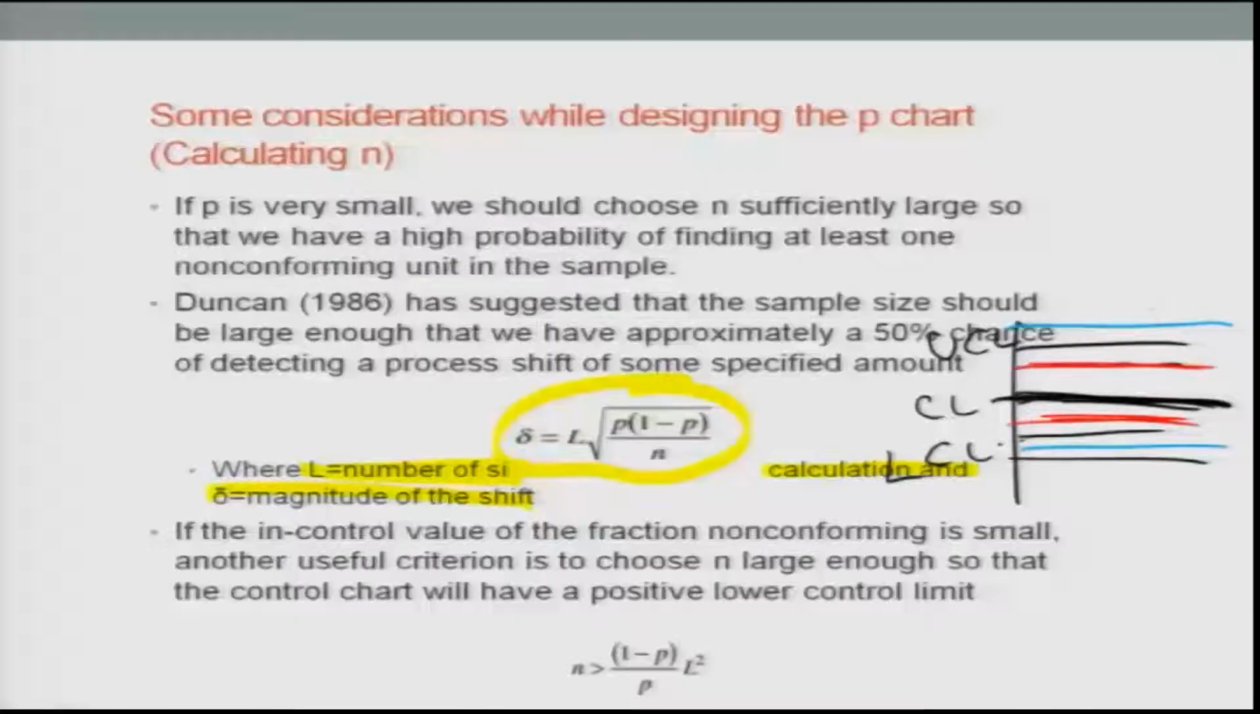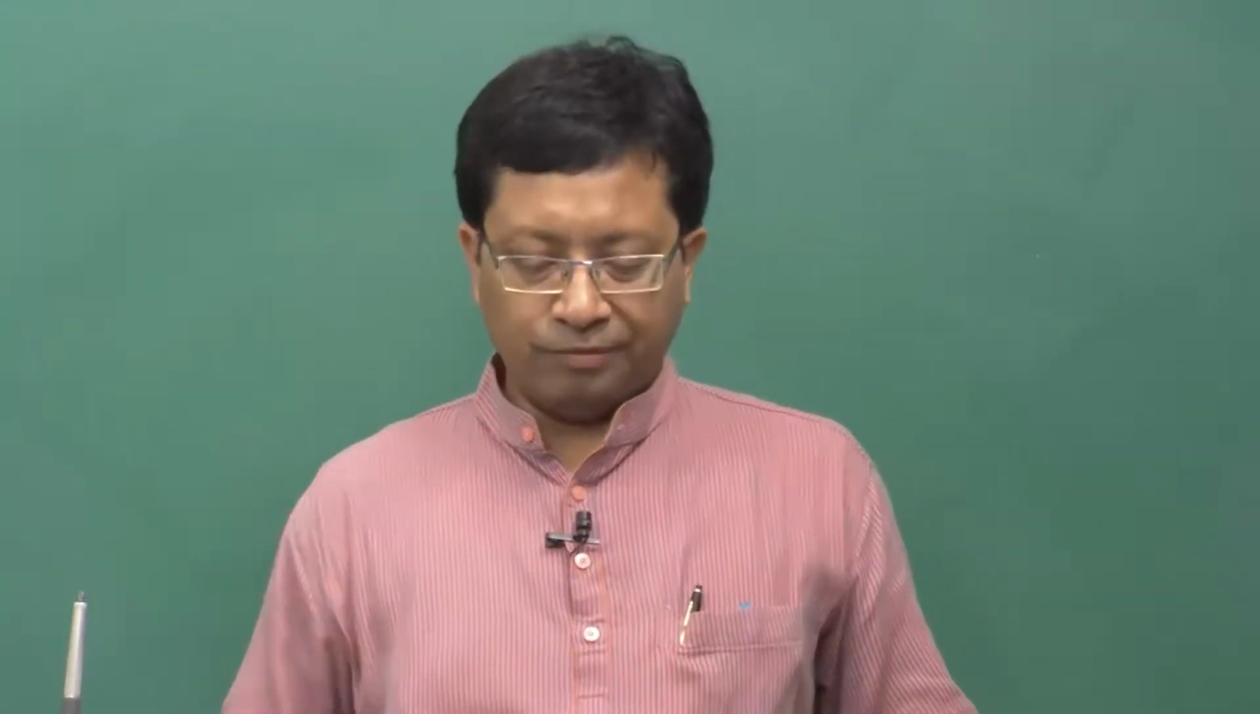So, if we put this in the formula and square it, obviously it will be delta square, n would go on the top, and this becomes p into 1 minus p, and L square comes, and then you solve it to find out the value of n, or a tentative value of n, such that the n value has to be greater than or equal to that infimum value.